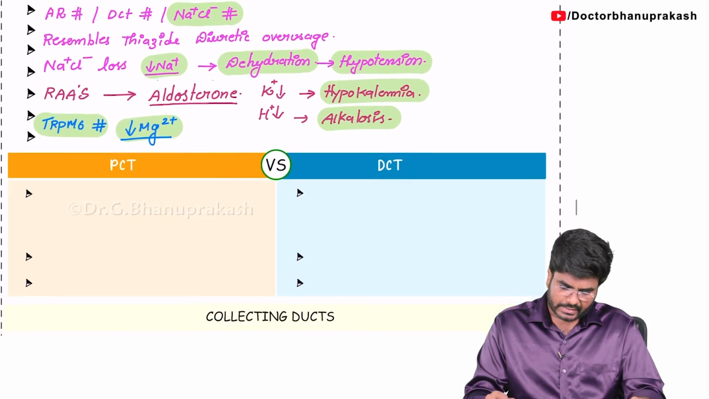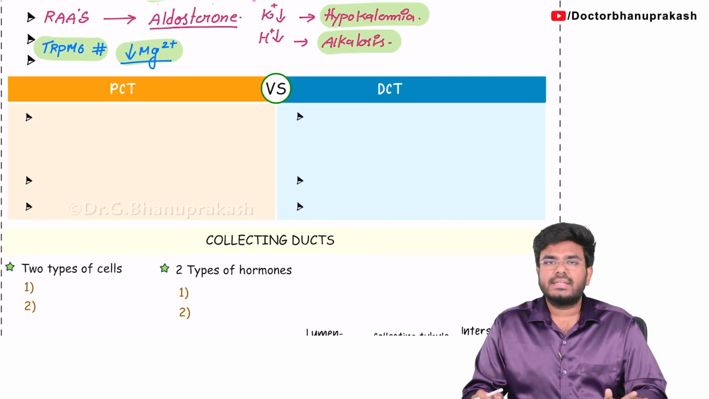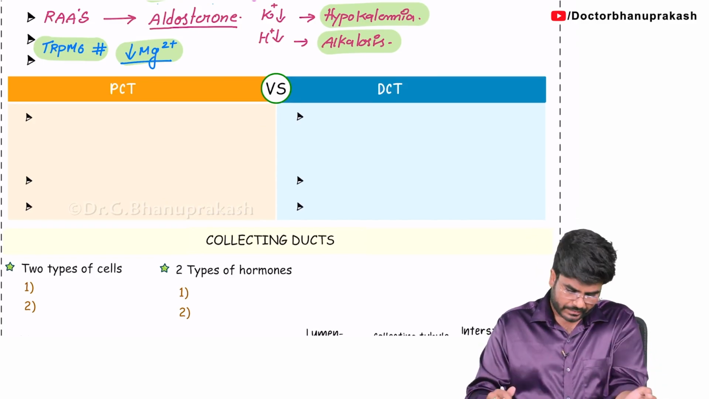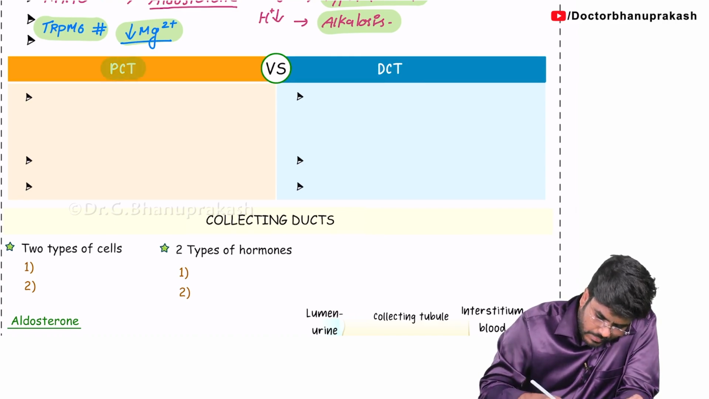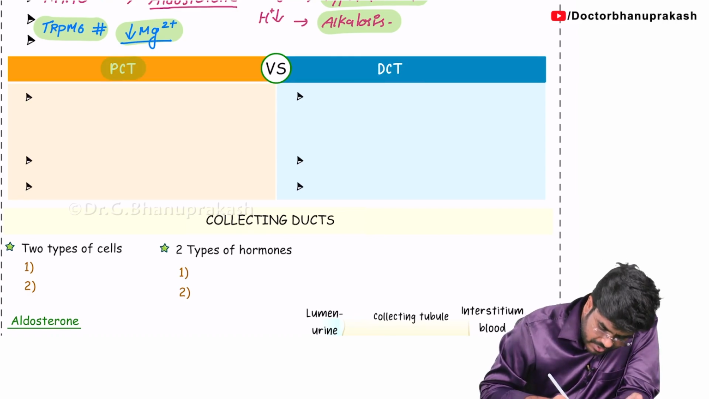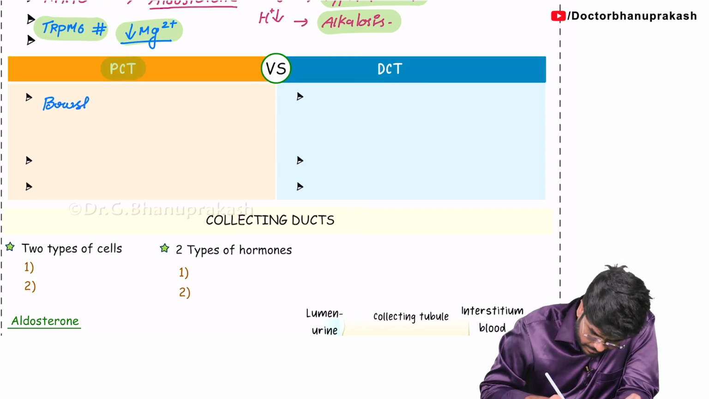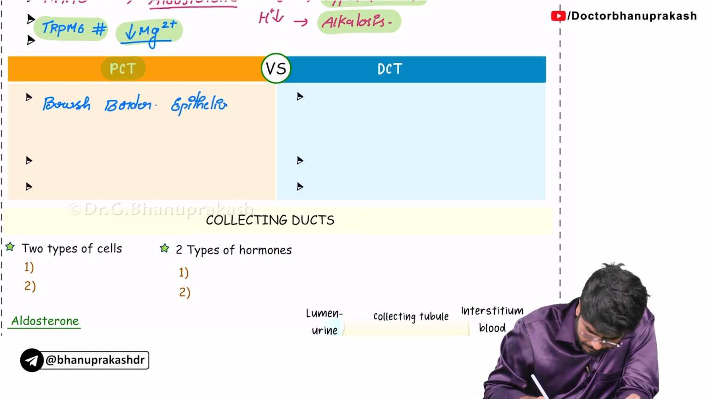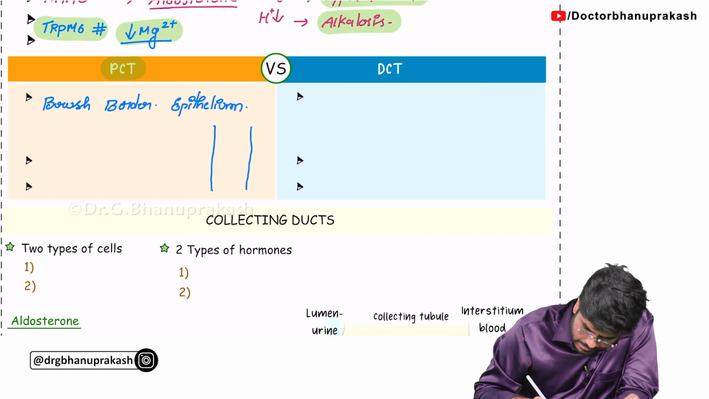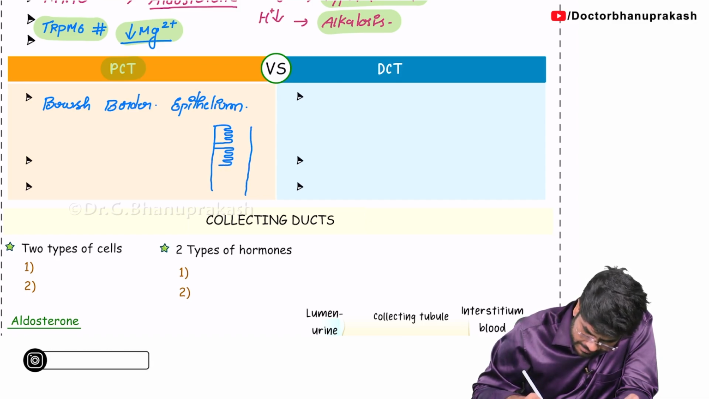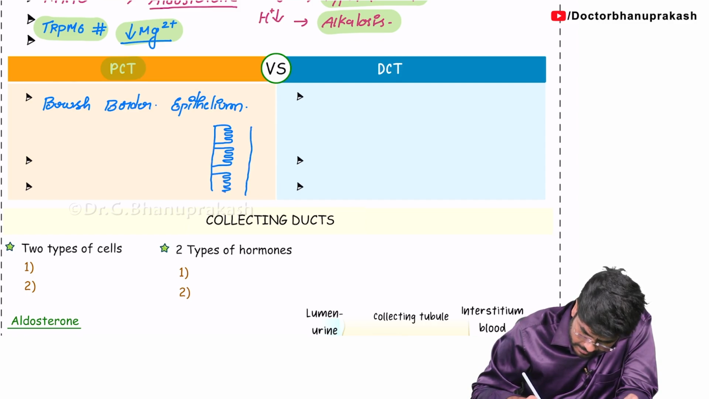Done. Next, having said that, let's see the differences between the PCT and DCT, and let's wrap up this topic. Guys, look, we all know in the PCT there is brush border epithelium. If you look at the PCT, what kind of epithelium is present? That epithelium has a brush border, and there are gaps between the epithelial cells.